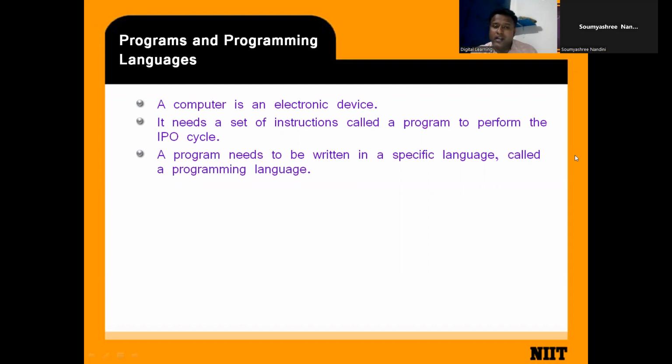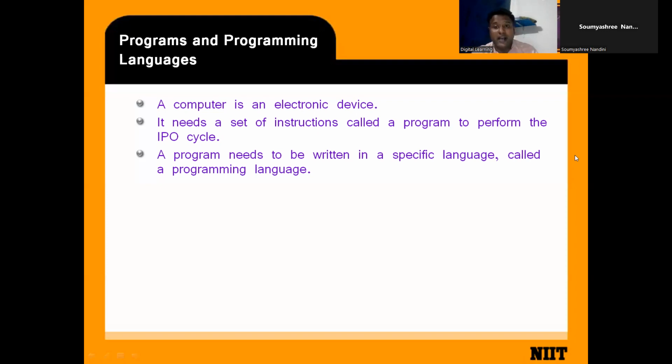A program needs to be written in a specific language called a programming language. As we use our native language, Odia, and if you want to talk in other states, we use our national language, Hindi. When you go abroad, we use the English language. In the same way, when you are giving an instruction to the computer, you have to use a language, and that language is called the programming language.